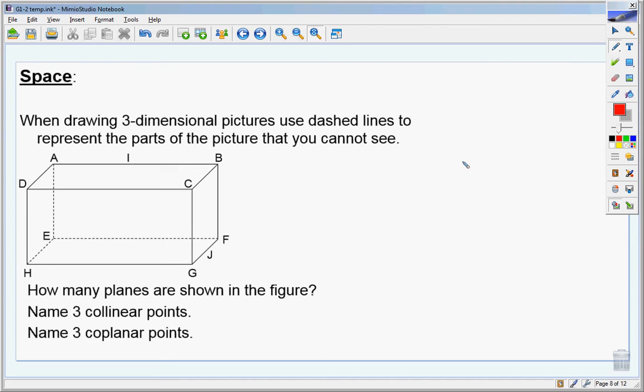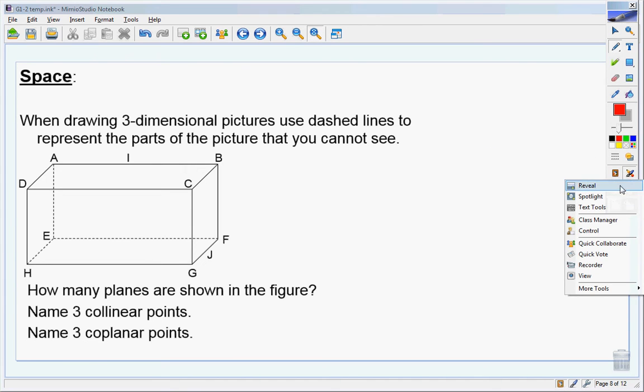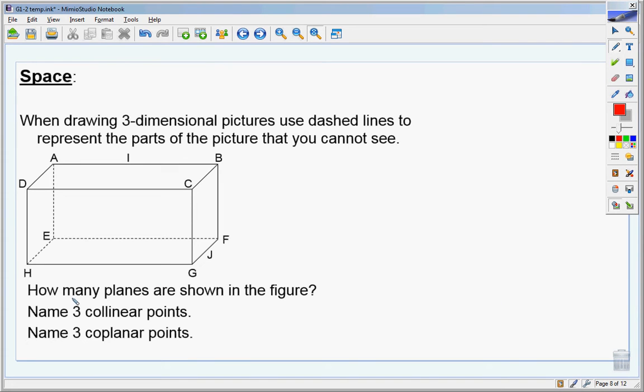Now, you ready for a bad math joke today? How many planes are in this figure that's shown up here? There are 6. It has 6 sides in this shape. There are 6 planes. Okay? No, there would be 8 if you're going to count the inside and the outside. Just as a joke. Okay.